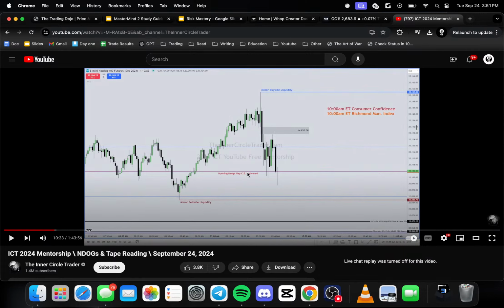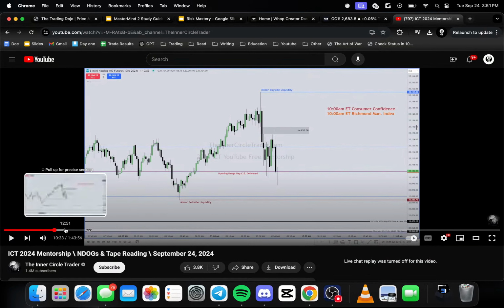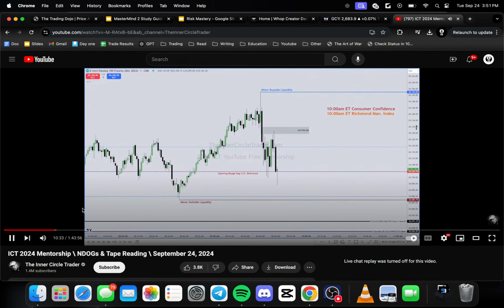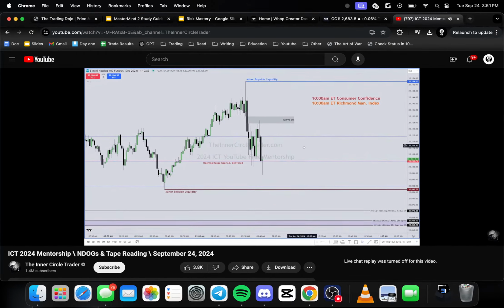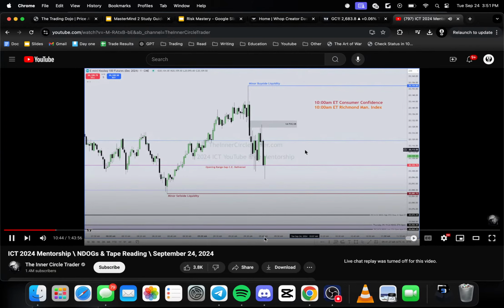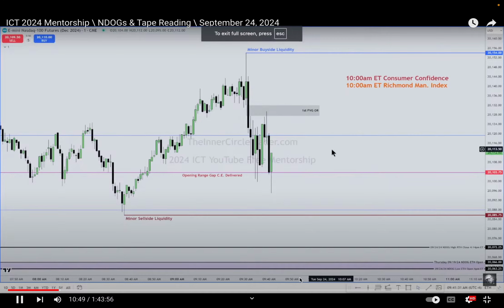So this opening range gap CE, consequent encroachment, is kind of like the midpoint. So CE, it's the midpoint. Then he has sell side. And currently it's 9:40 right here in his time, which is EST, New York time. And he typically trades from 10 a.m. So what he's looking for is a potential range for the 10 a.m. silver bullet to run on.